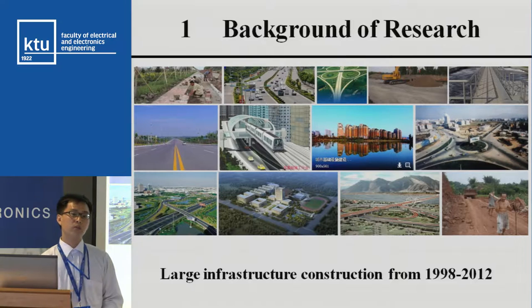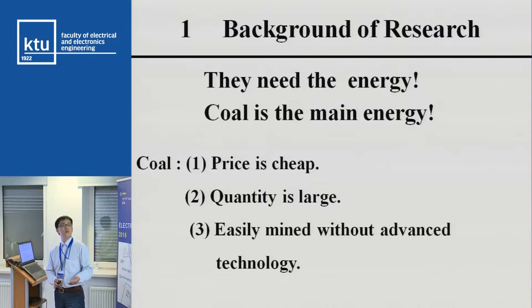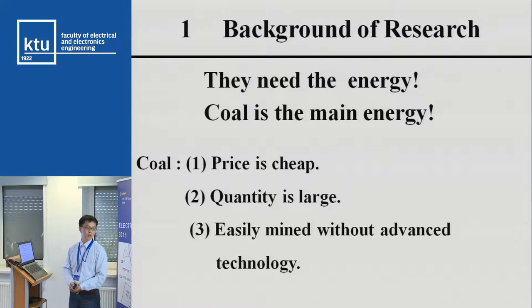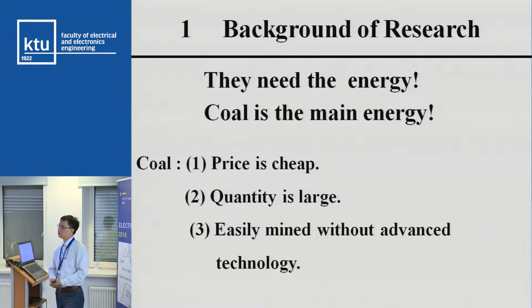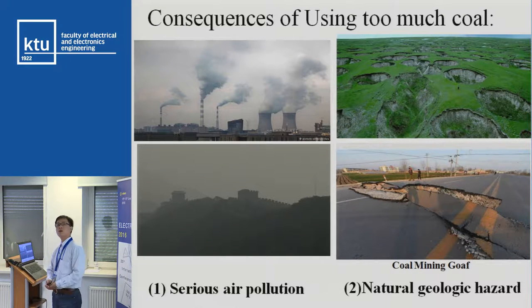So what do we need? We need material and energy. In China, coal is the main energy, because the first reason is the price is very low. The second is that in China the coal resource is very rich, so the quantity is very large. And the third, I think, is that coal, compared with other resources, for example gas or oil, is very easily mined, even without advanced technology.